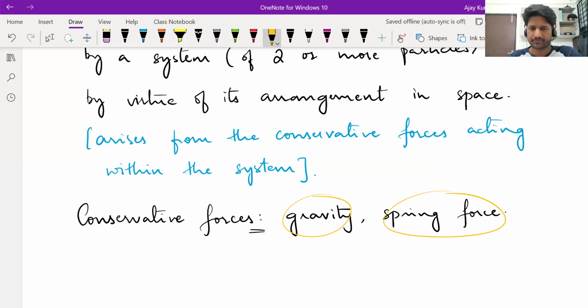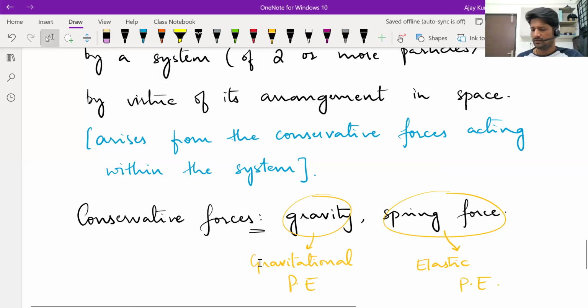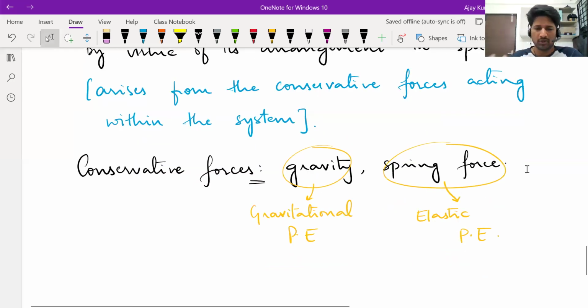So out of all the forces that we have discussed till now, gravity and spring force are the conservative forces. So you can define something called gravitational potential energy. And you can also define something called spring potential energy, which is more generally called elastic potential energy. And as Rishi was saying, potential energy is a kind of energy which can be stored in the system and it can be retrieved also.